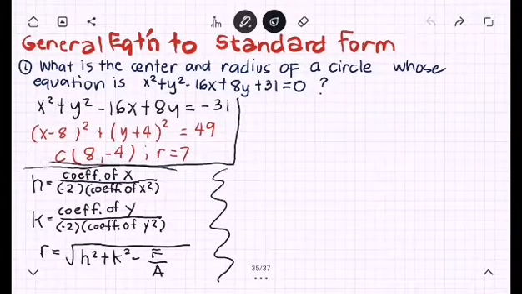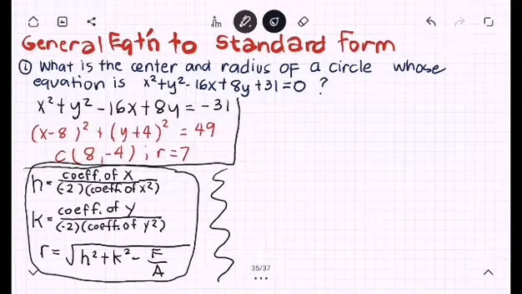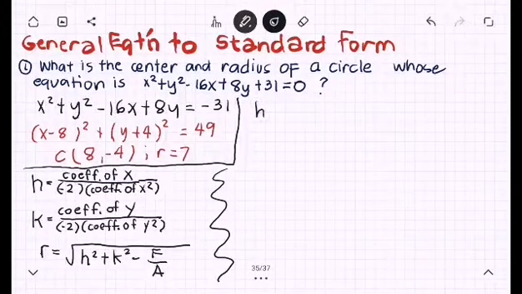So, tandaan lang natin tong nakasulat dito. So, para sa h, para makuha natin yung value ng h, o ito yung magiging x-coordinate nung center, coefficient of x. So, ang coefficient ng x, based dito tayo magbe-base sa given, sa ating general equation. So, ang coefficient ng x is negative 16, over, sabi dito, negative 2.